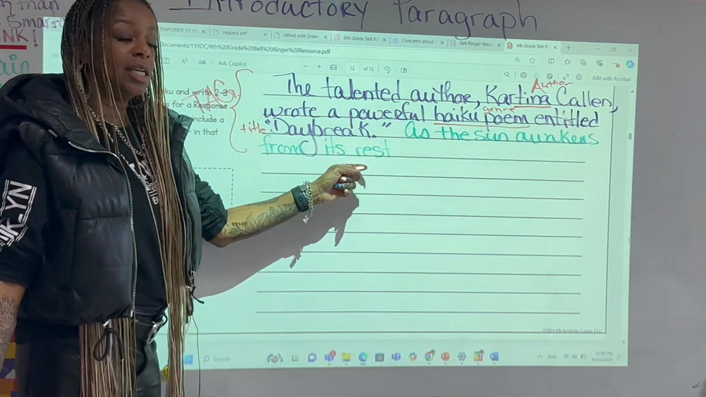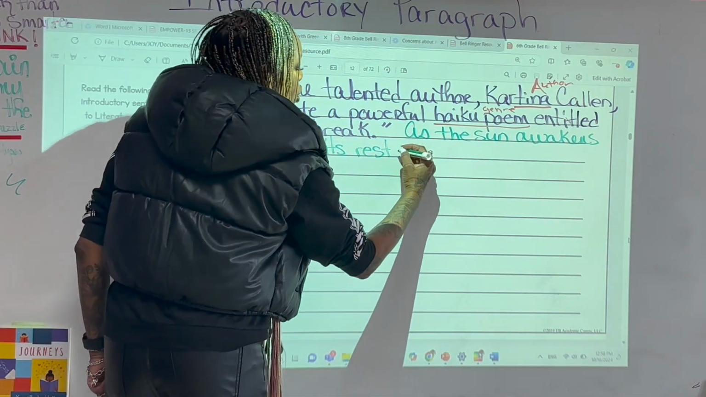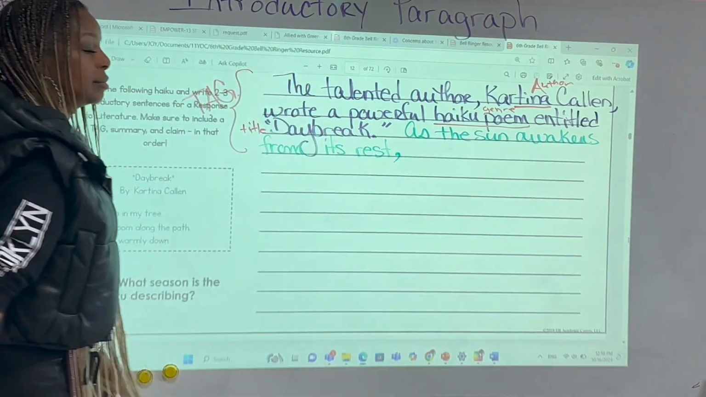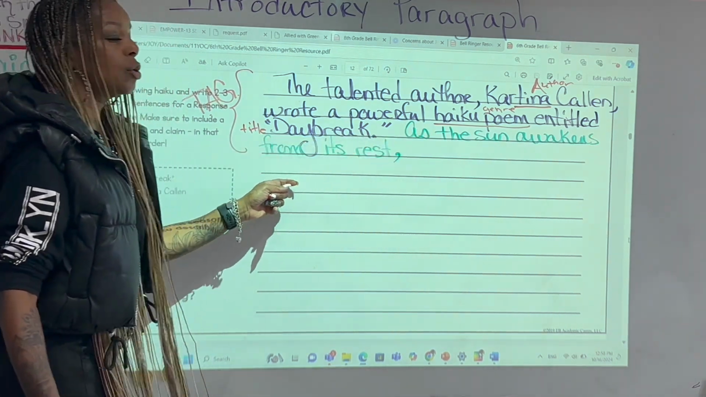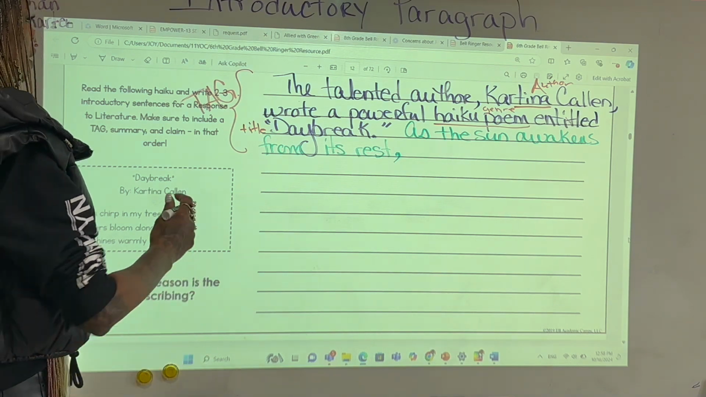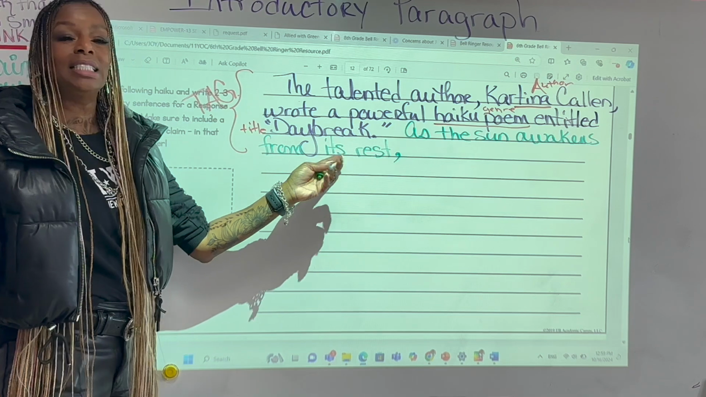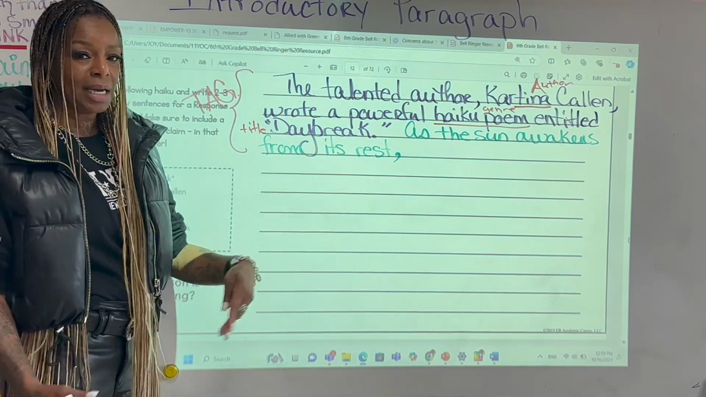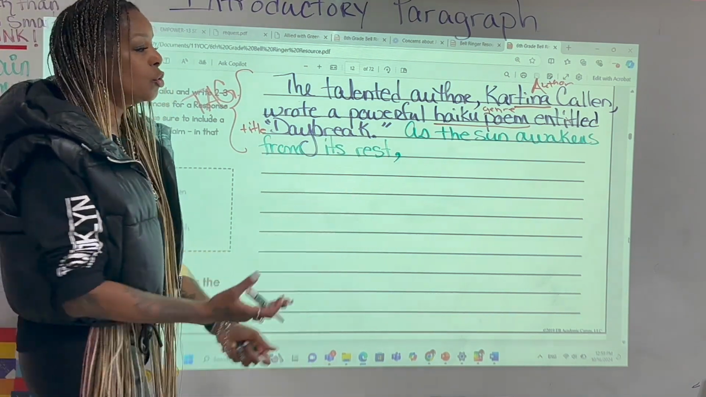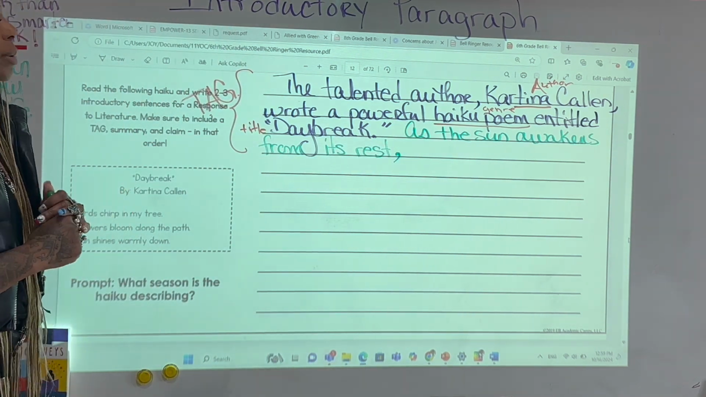As the sun, what kind of sentence is this so far? It's a dependent clause. We have to put a comma. So this part is dependent. So what do we need? No, independent clause, sorry. We need an independent clause to complete the sentence, because right now this sentence is not complete. So this is a dependent clause, meaning an incomplete sentence. So it needs something to complete it, to make it a complex sentence.